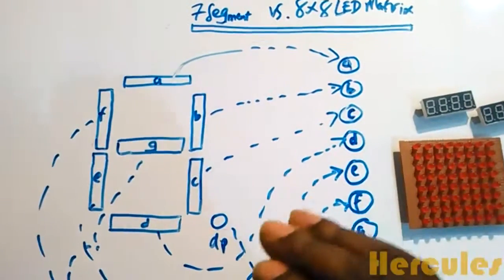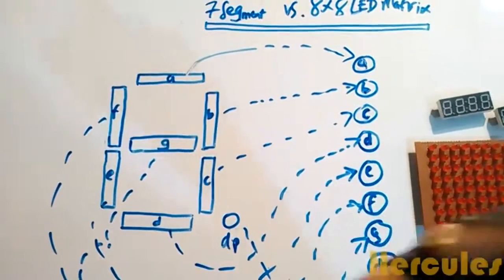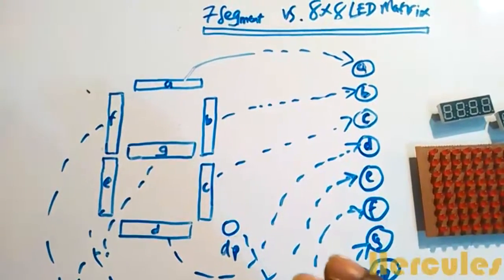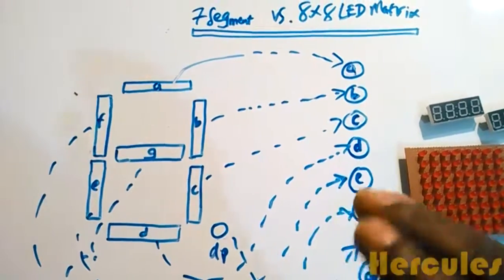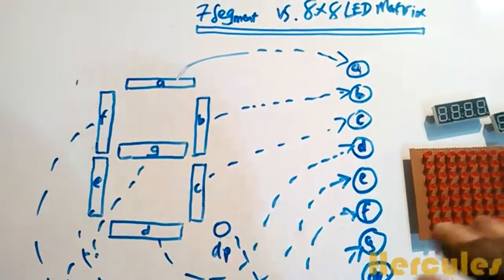So that's the reason why we're making this comparison, and why we're explaining that it's the same code that will work. The only difference is how they are physically arranged and how data is represented on the different units, that is on the 7 segment and the 8 by 8 LED matrix.